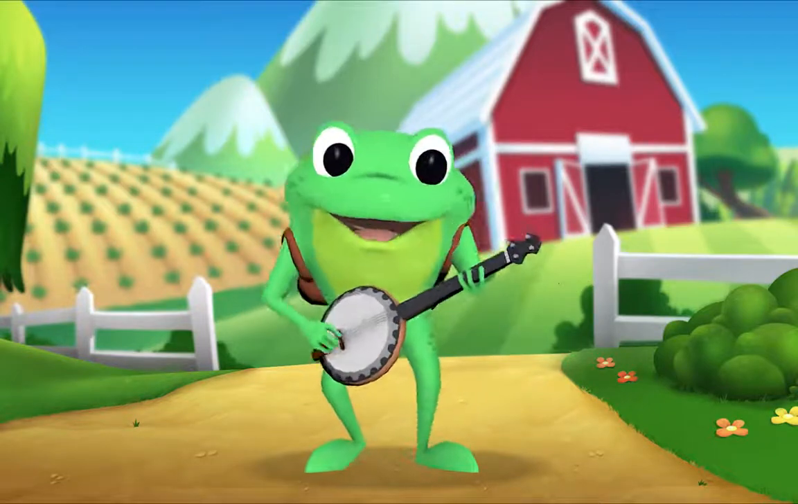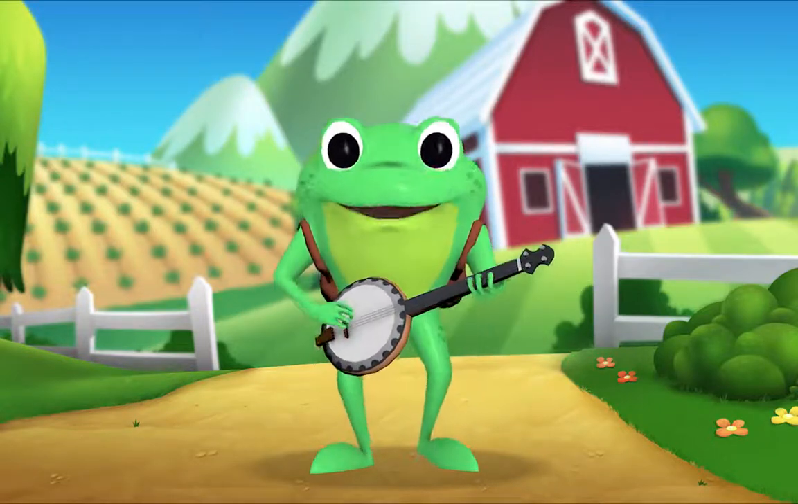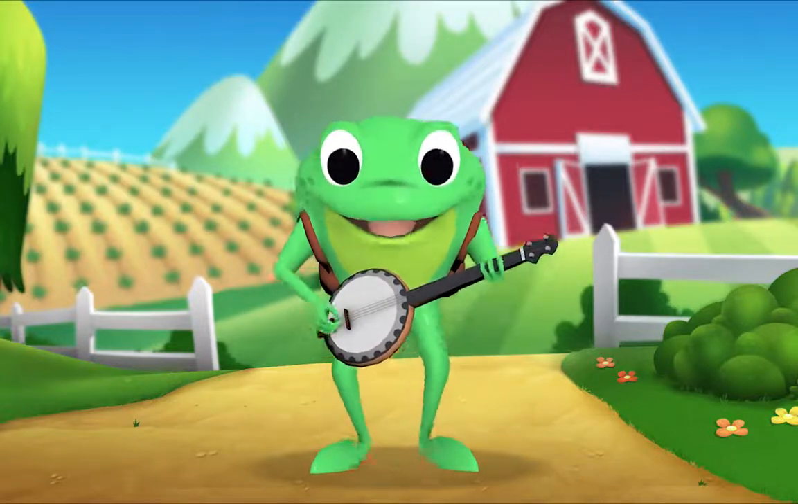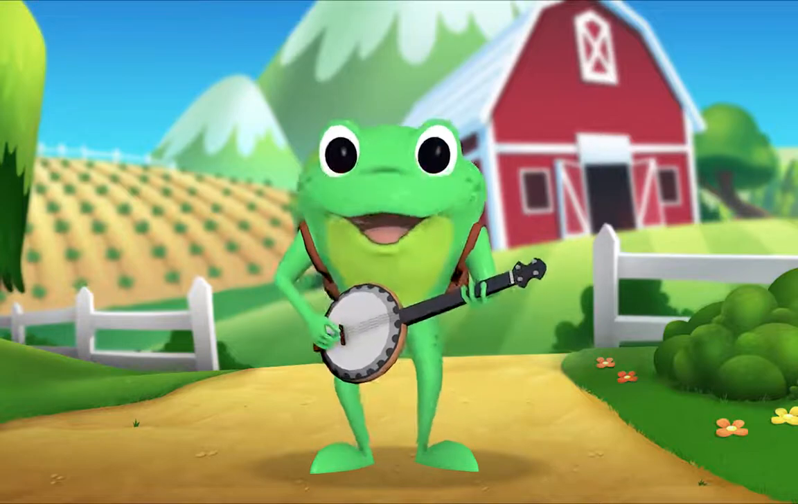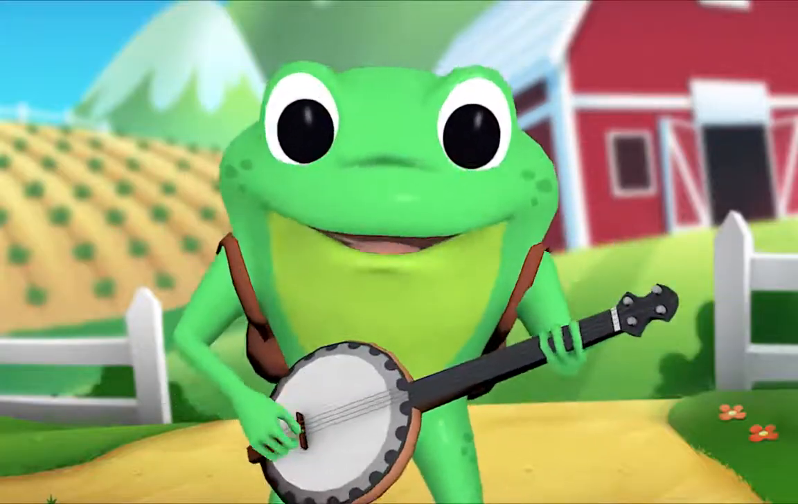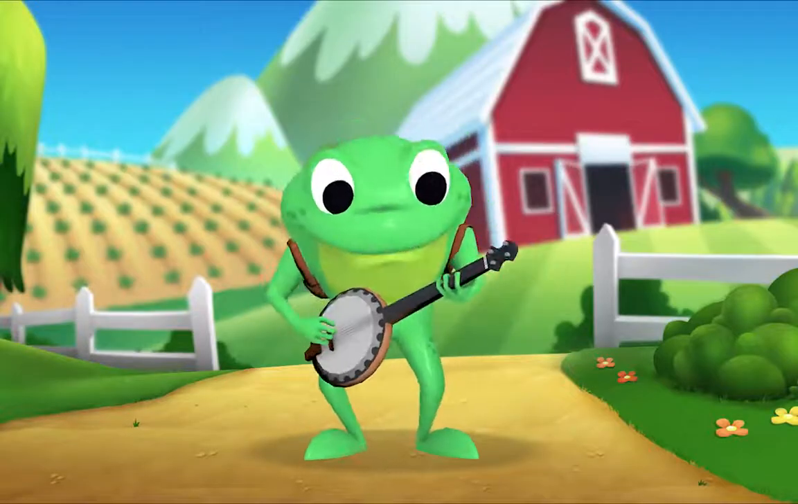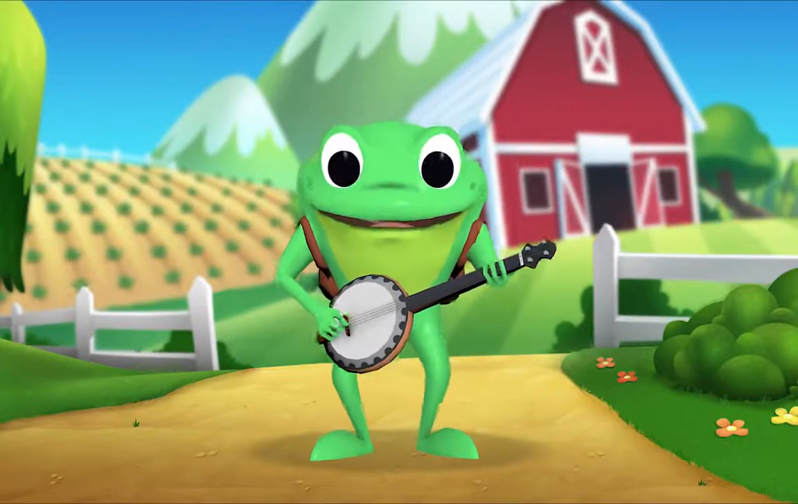Here we go! Old MacDonald had a farm, E-I-E-I-O. And on his farm he had a cow, E-I-E-I-O. With a moo-moo here, moo-moo there, here a moo, there a moo, everywhere a moo-moo. Old MacDonald had a farm, E-I-E-I-O.